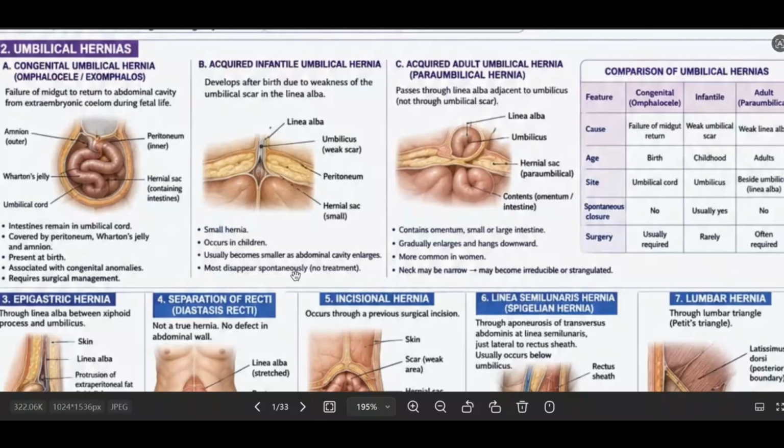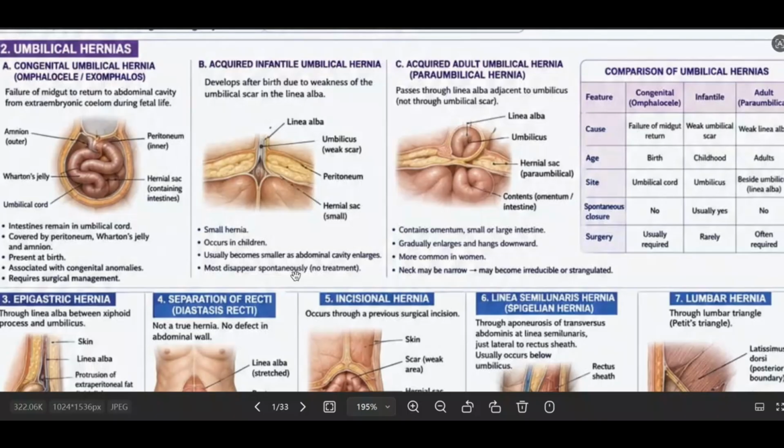Now why does it disappear? Because as the child grows, the rectus muscles strengthen, because on our midline we have the rectus muscle joining at the linea alba. Then the linea alba eventually grows stronger, and the facial defect that was there at the time of birth eventually closes. So surgery is usually unnecessary unless it persists.